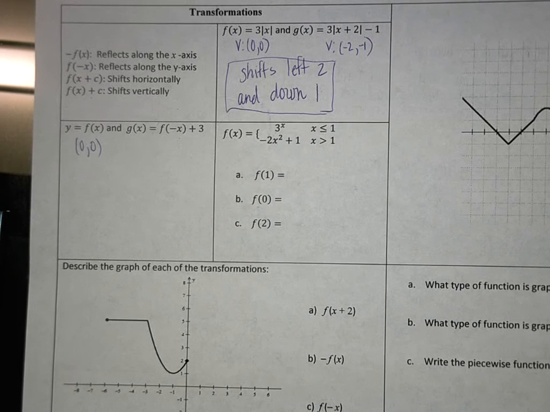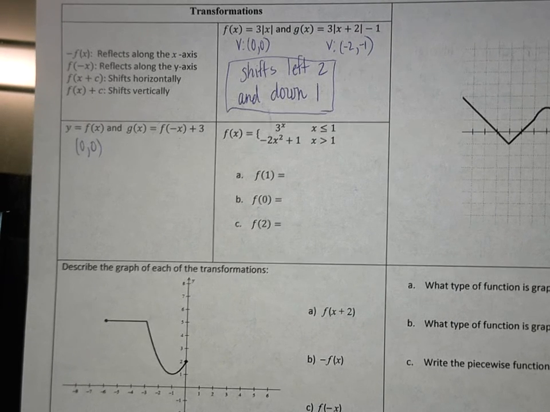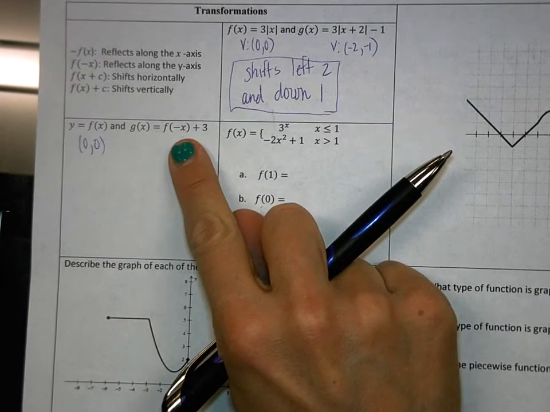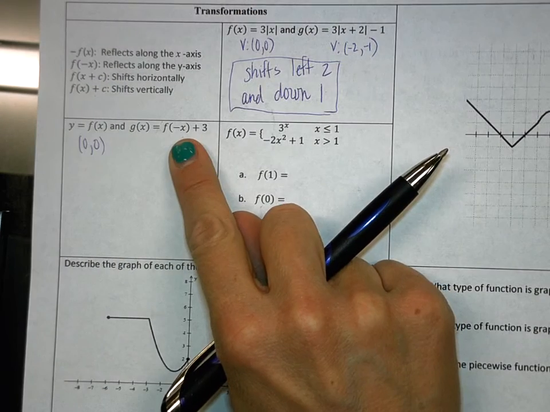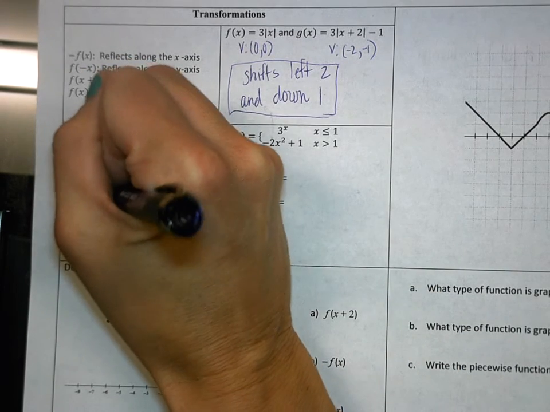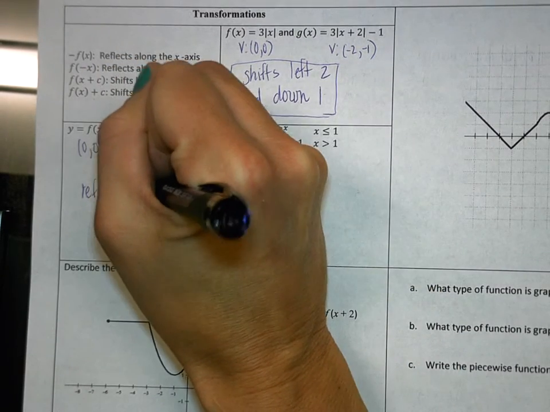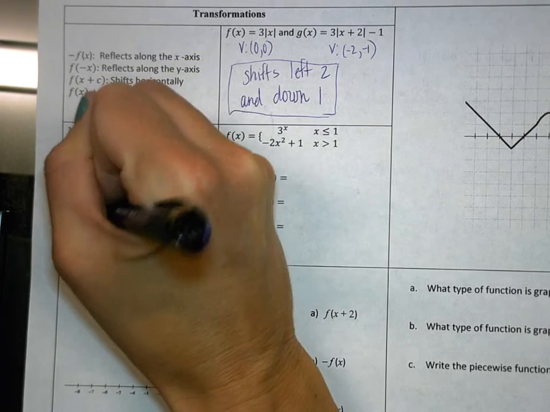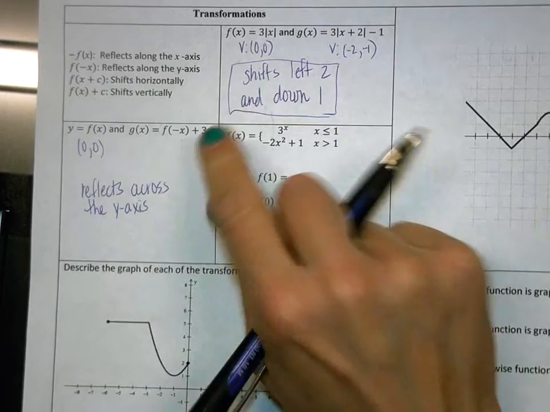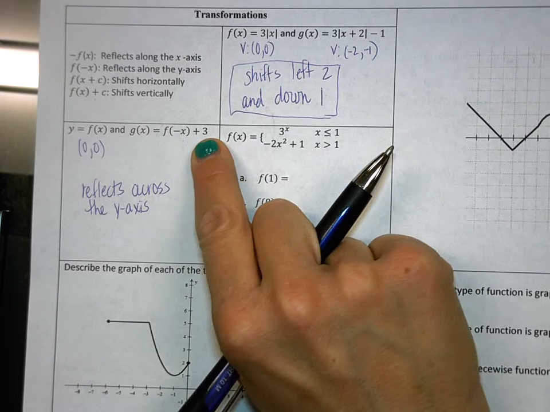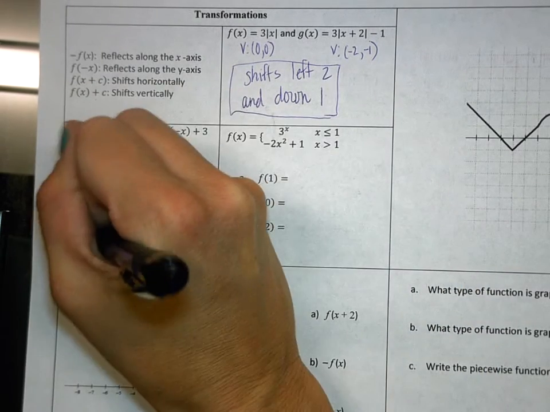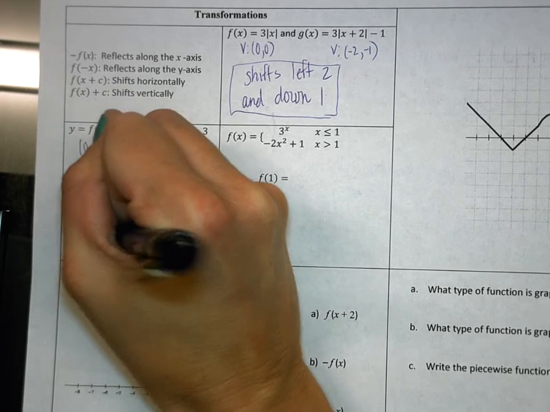Okay, so what do you guys think? What does this mean right here, when you have the negative inside the parenthesis? So you would do that first. So we're going to put reflects across the y-axis. And then what does this mean here at the end? Very good. That's it. So, and shifts up 3.